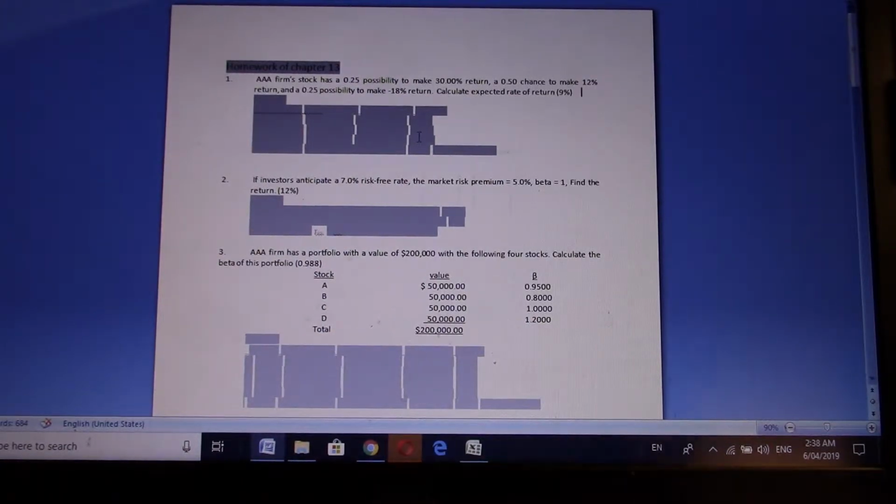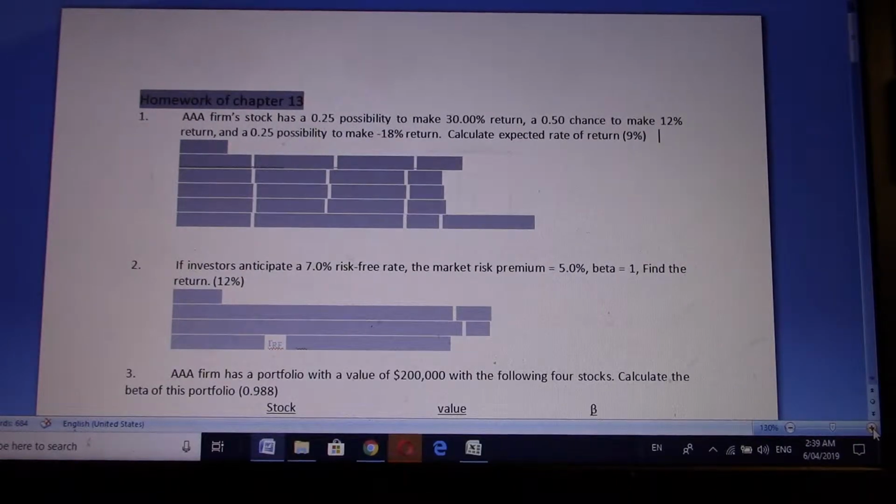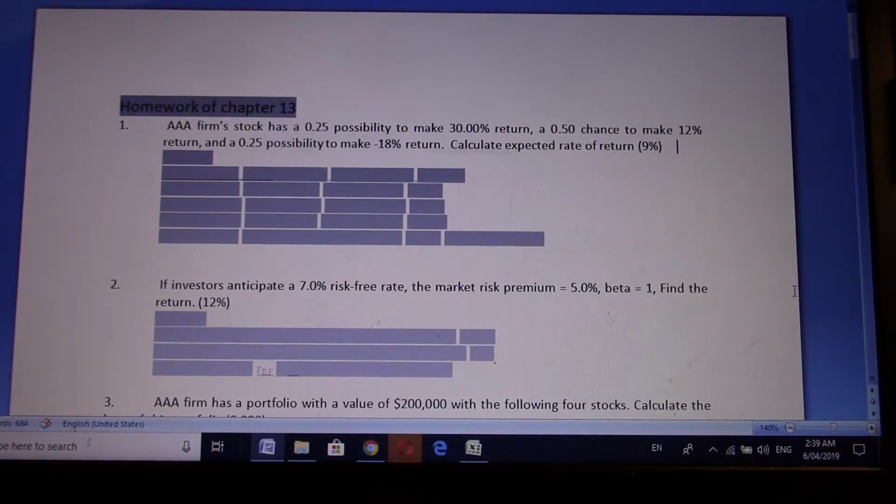So the first question is, the stock's return has a probability of 25% to make a 30% return, and 50% opportunity to make a 12% return, and 0.25 probability to make a negative 18% return. The question is asking you to calculate the expected return.